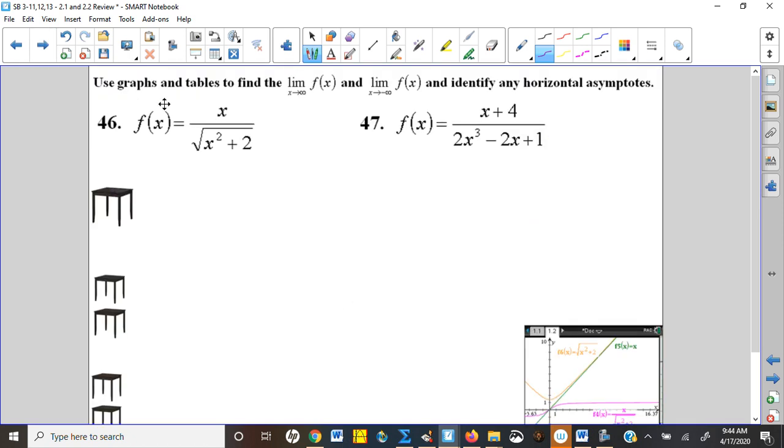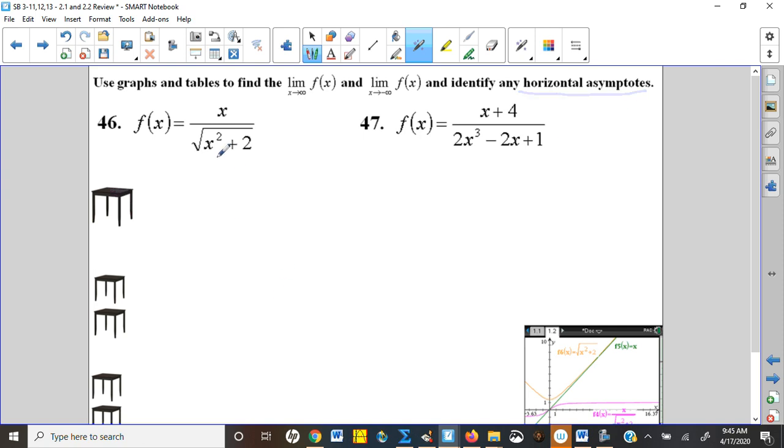46 and 47 ask you to look at the end behavior. I know it's end behavior because of two things, really. One thing is they're asking me as we approach infinity, and number 2, they're talking about horizontal asymptotes. Those two things go together to imply that we're dealing with end behavior, right? So these are kind of interesting.